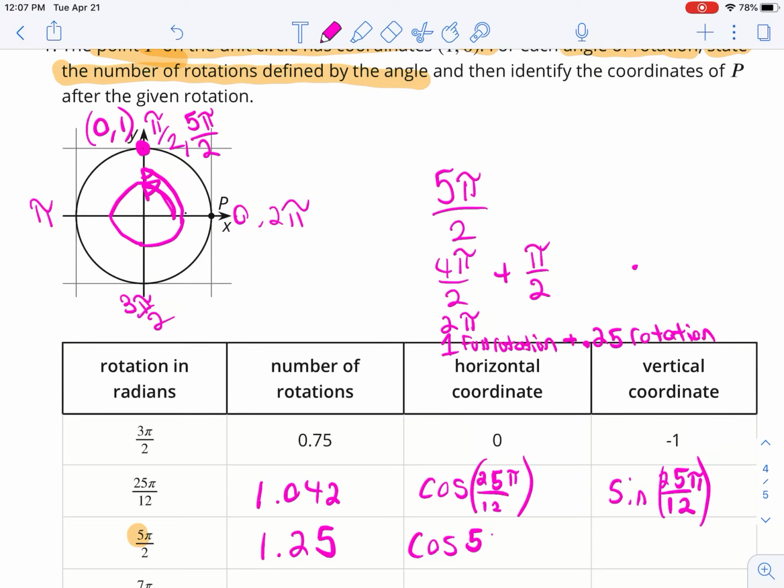The horizontal and vertical coordinates are a little easier for this one because we're finding cosine of 5 pi over 2, which we already kind of found right here. Cosine of 5 pi over 2 is your x value, so it's going to give you 0. And then for sine of 5 pi over 2, we can find it right here. Once again, it's just your y value, so it's going to be 1.